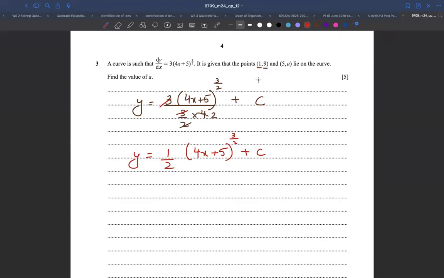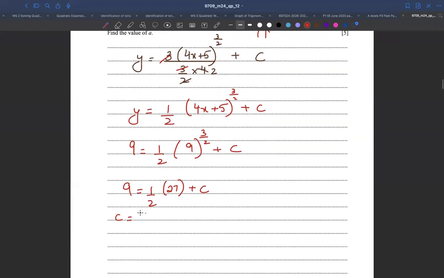To find the value of c, put x=1 and y=9. x=1, so 4 ones are 4 plus 5, that's 9. So 9 equals 1 upon 2 times, 9 square root is 3, 3 cube is 27, plus c. So c equals 9 minus 27 upon 2, which is 18 minus 27, which is minus 9 upon 2. This is the value of c.